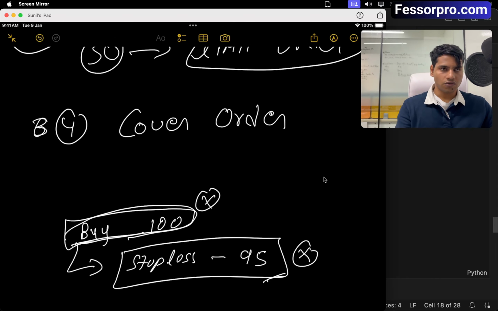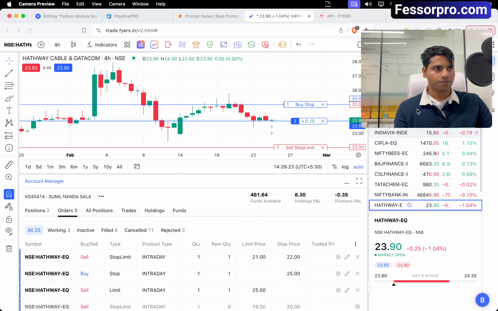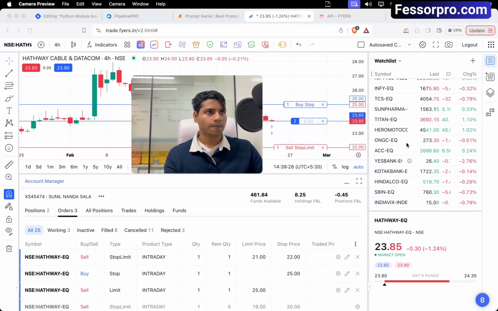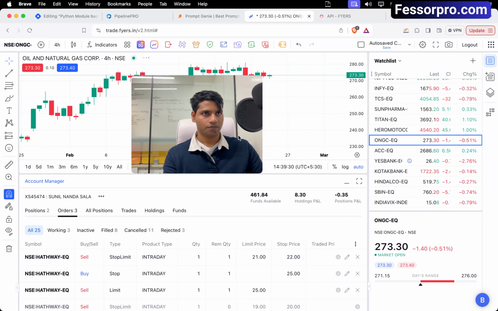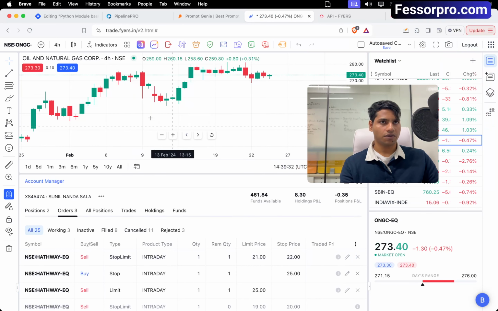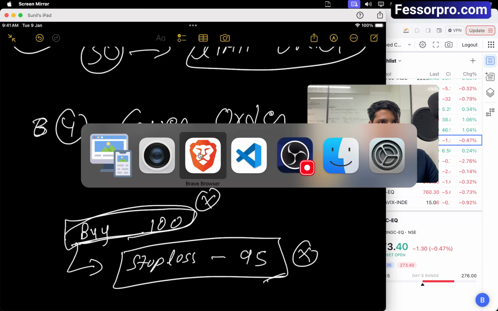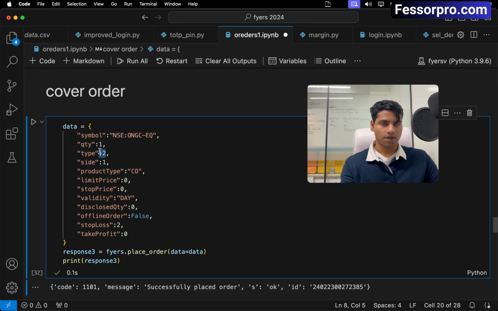So it's better if I show you. Now let's take some other stock. Let's take ONGC. So I'll place a cover order on ONGC. I'll write here ONGC, quantity will be 1, type will be 2. Now 2, why? Because the first order I want it to be a market order, so instantly the position will be taken. And then the side is 1, so first will be a buy order, and there will be a stop loss order.